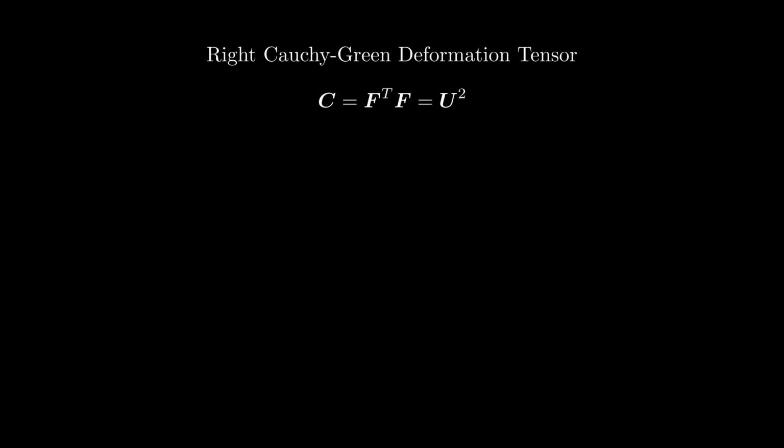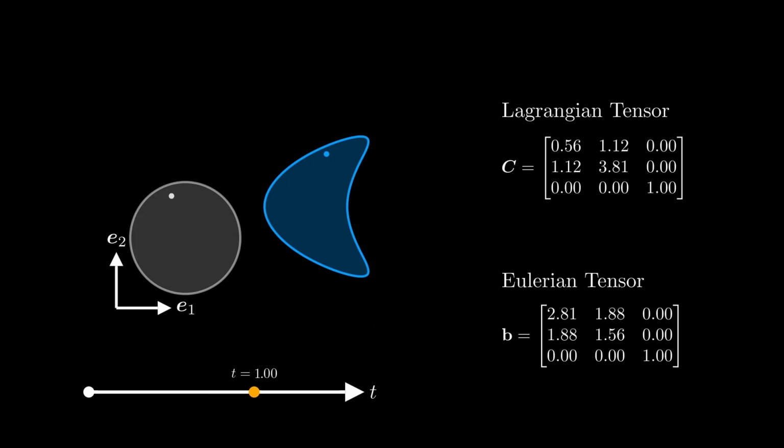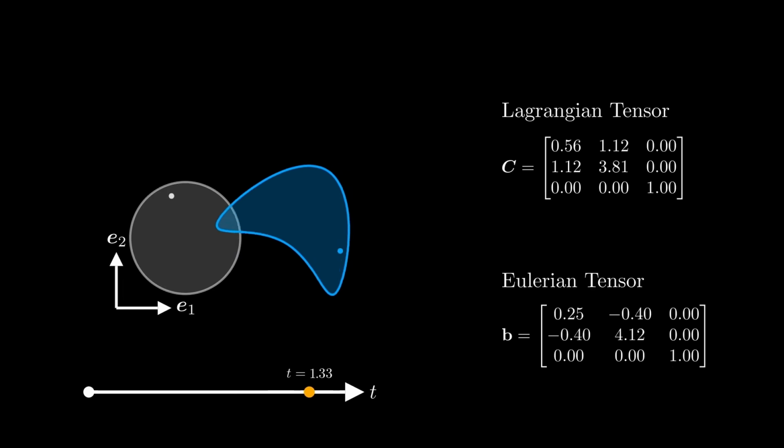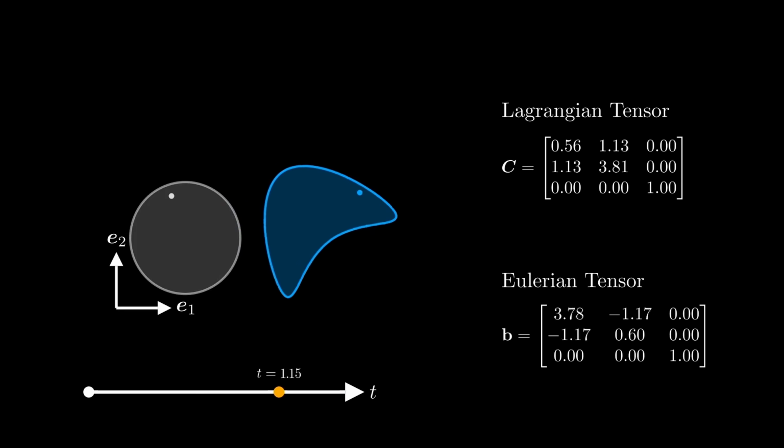While talking about the right Cauchy-Green tensor, you may have guessed already that there is also a left Cauchy-Green tensor. The left Cauchy-Green tensor B is defined as F times F transposed. When we apply the left polar decomposition to F, we find that the left Cauchy-Green tensor is equal to the square of the left stretch tensor. The difference between the right and left Cauchy-Green tensors is that one of them is a Lagrangian and the other one is an Eulerian tensor.